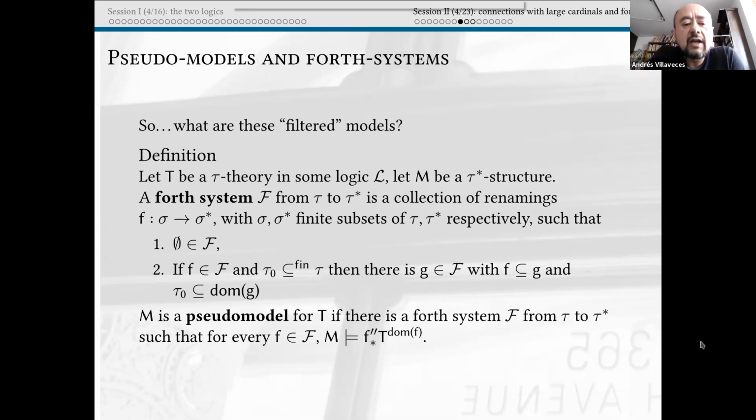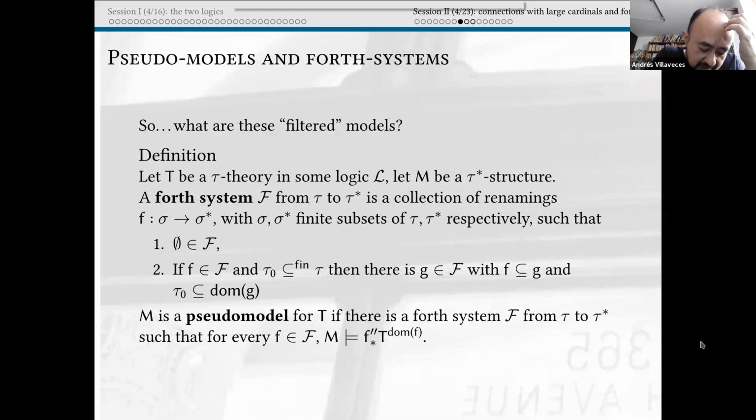So there is a tau theory. So you have a vocabulary, tau, and you have your theory that you want to somehow understand. And there is some tau star structure. So this is a kind of strange beginning, when you have a tau theory and a tau star structure. Well, that's exactly the point. You don't want the structure to be directly in the same vocabulary, or not necessarily. You allow yourself the freedom of doing translations.